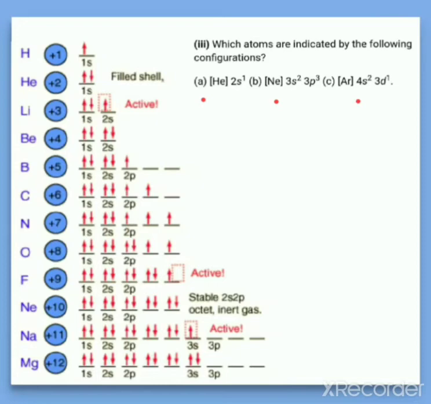So we can represent these elements. These can be taken in order to write the electronic configuration. So that we need to discuss here. So first of all, let us talk about the first one. That is helium given in the bracket.